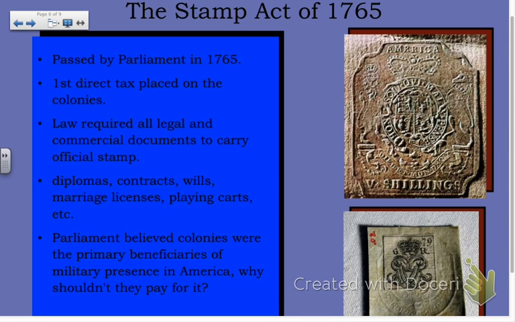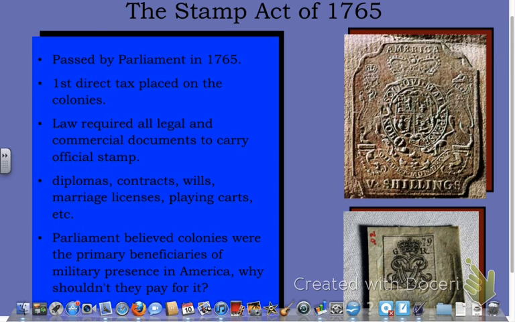In 1765, English Parliament passed the Stamp Act. This law required all legal and commercial documents to carry an official stamp showing that the tax had been paid. Official documents included diplomas, contracts, wills, marriage licenses, playing cards, etc. Even published materials such as newspapers and pamphlets had to be written on special stamped paper. This money would be used to help pay for the English military presence in the colonies.